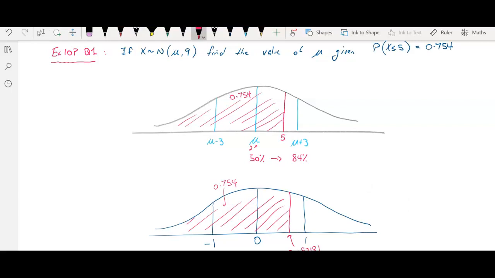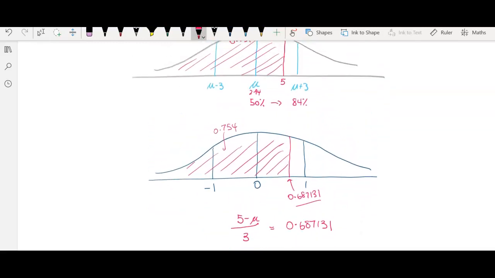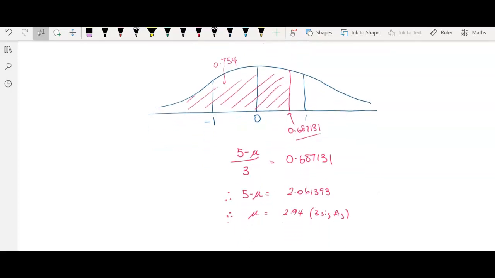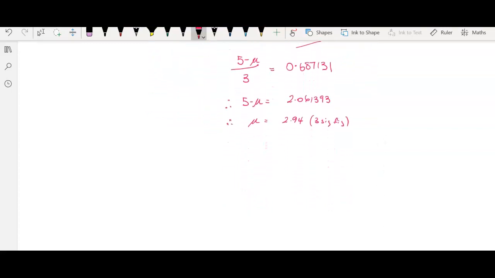Does that look about right? 2.94 here. Yeah, that looks pretty solid, doesn't it? With a standard deviation of 3 here. Yep, that looks about right. So that value, the difference between 5 and 2.94 within the frame of a standard deviation of 3, is equivalent to our z-score of 0.687131. So that's how we use our z-scores. Going to do one more example.